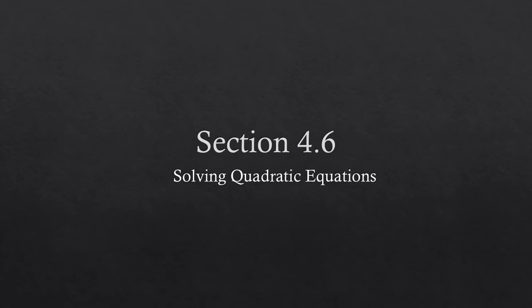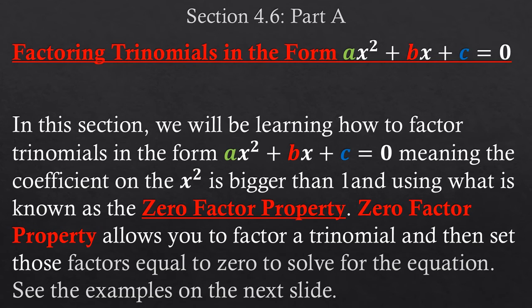Section 4.6, solving quadratic equations. Now, when you factor a trinomial, sometimes it'll be set equal to 0, which means it wants you to factor and also solve. This is called the zero factor theorem, which basically allows you to set the factors equal to 0 and then solve for the variable.